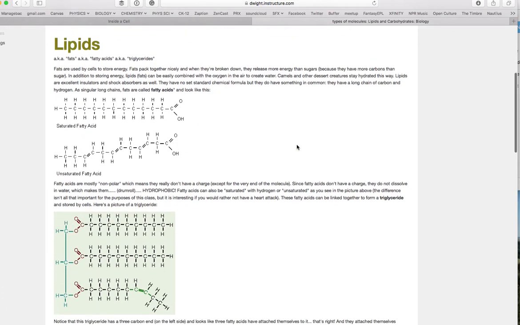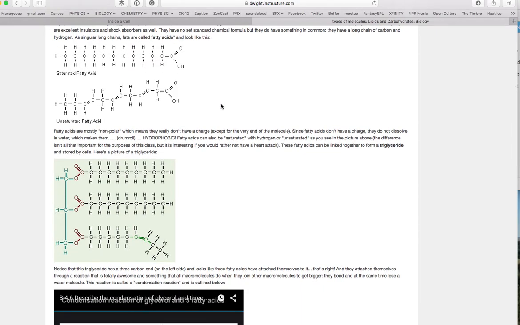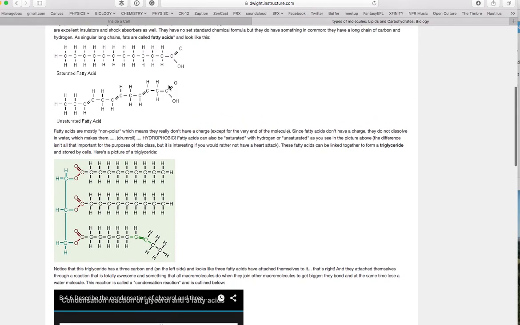Lipids, while we're here, we can talk about lipids. Lipids are these long chain structures with carbons and hydrogens. And at the very end, they have an OH group and an O group like this. They always have this. Lipids are also known as fats. They're also known as fatty acids, and they're also known as triglycerides. I'm just going over an overview here of things you need to know. Yeah, so you need to identify what a lipid is, and possibly what a lipid does.